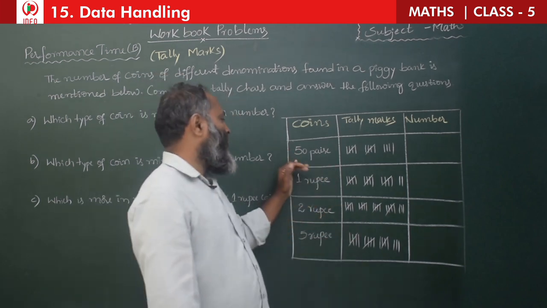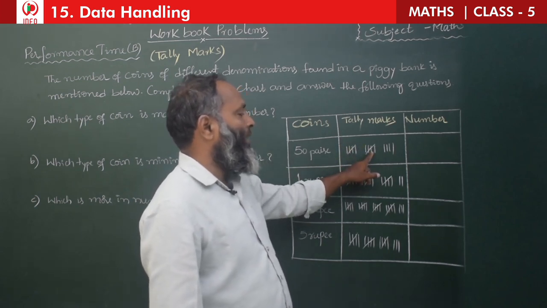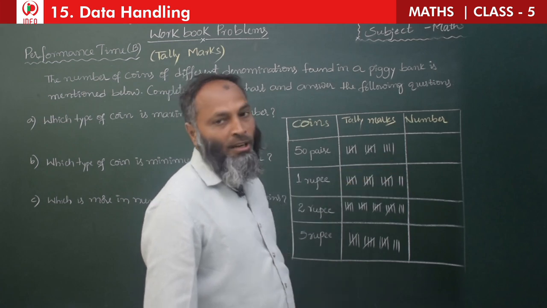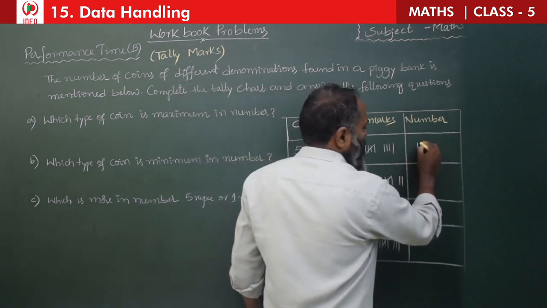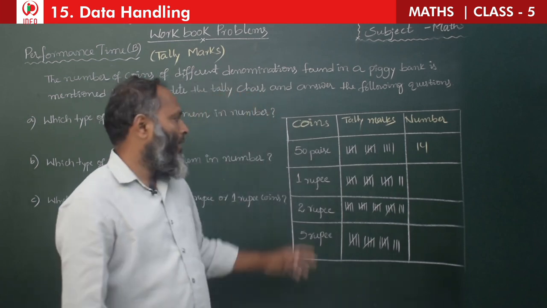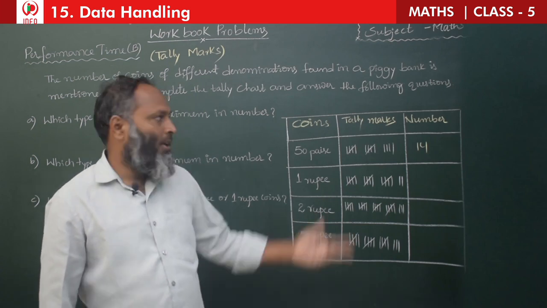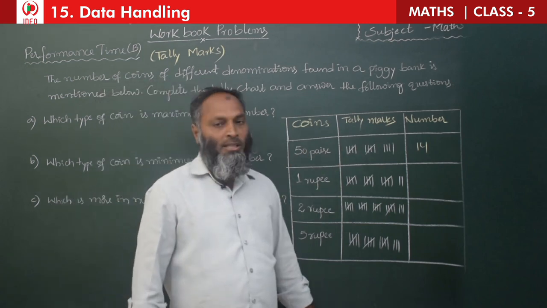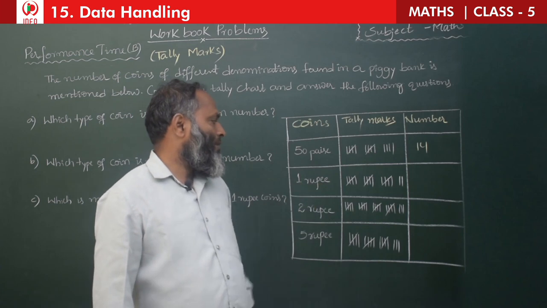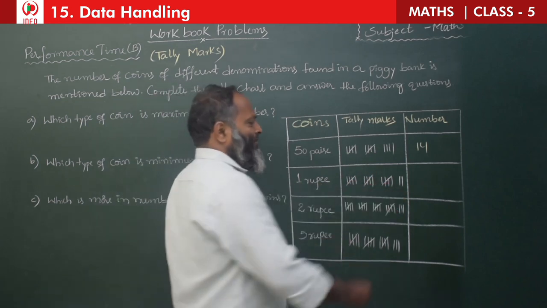Then how many 50 paisa coins? This means 5, this means 5, 5 plus 5, 10, 11, 12, 13, 14. 14 50 paisa coins. It is very easy to calculate. Through tally marks, it's very easy to tell the number of coins. Okay? So, 1 rupee coins: 5 plus 5, 10, 10 plus 5, 15, 16, 17.